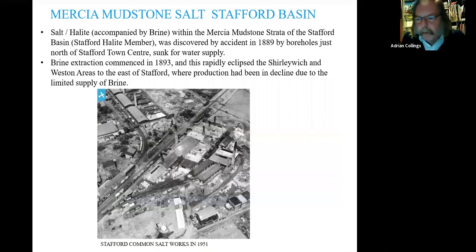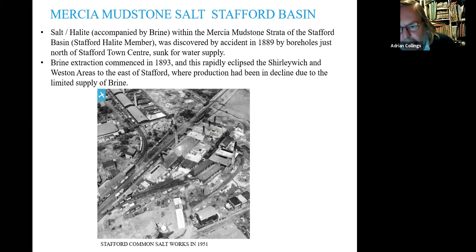I now want to move on to the Stafford Basin. The halite, accompanied by brine within the Mercia mudstone strata of the Stafford Basin, the Stafford halite member, was discovered by accident in 1889 by boreholes just north of Stafford town centre, which were sunk for water supply. Brine extraction commenced in 1893, and this rapidly eclipsed the Shirleywich and western areas to the east of Stafford, where production had been in decline due to the limited supply of brine.